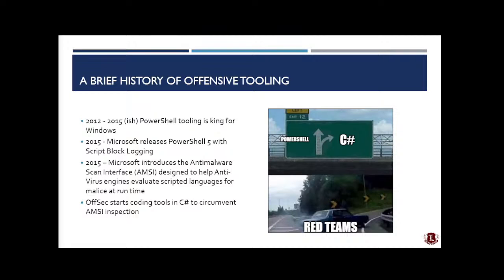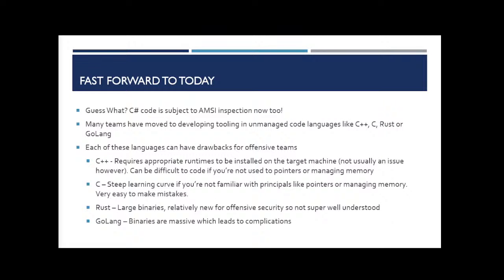And so the combination of script block logging and AMSI has the red team tradecraft basically shoving PowerShell to the side and really adopting C#, which has very similar syntax as far as PowerShell is concerned. They basically just say, we're done with it, move on to the next. And so offensive security starts to code a lot of their tools in C# to circumvent AMSI inspection. So let's fast forward to today. Well, guess what? C# now is subject to AMSI inspection too.